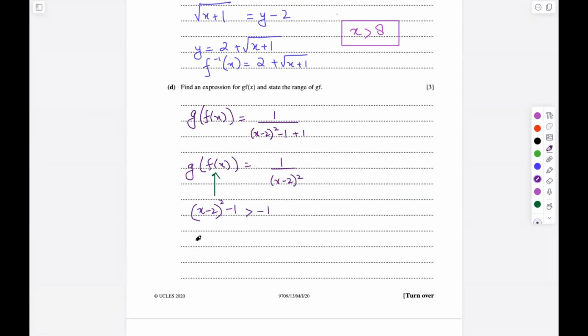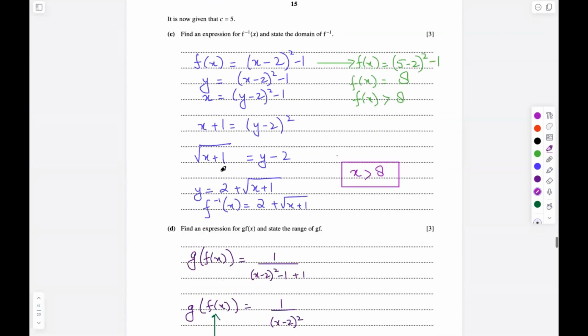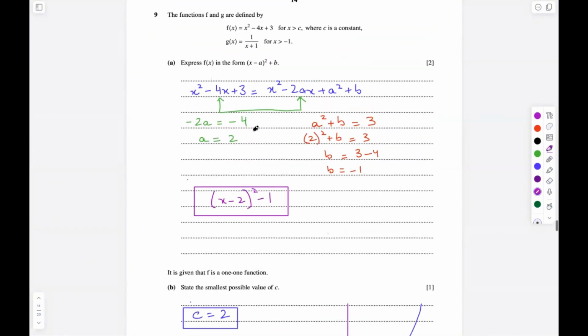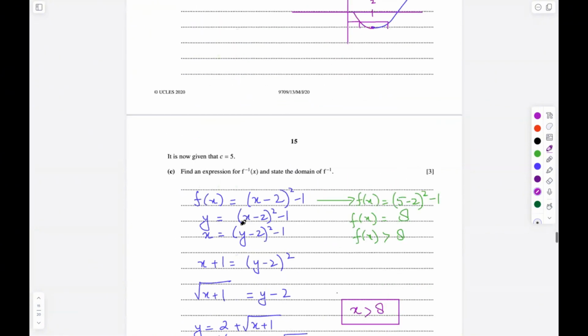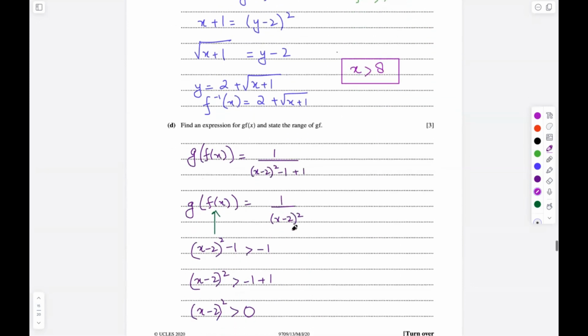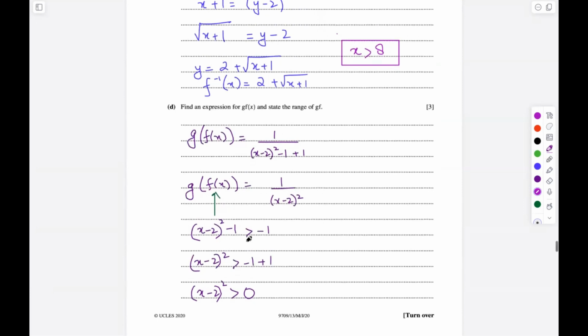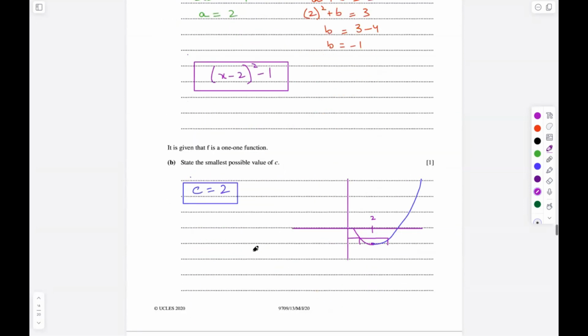So solving this equation, we can write it as x minus 2 whole squared will be greater than, so my 1 will go on the right hand side, this will become minus 1 plus 1. So this will be x minus 2 whole squared, and that will be greater than 0. So the values of x will be 2 and minus 2 up here. But over here in this case, we also have to take into consideration the values of f of x. Now f of x, we know that it had to be greater than c. And the function g of f was 1 upon x minus 2 whole squared. So taking values of x for g of x which were greater than minus 1.